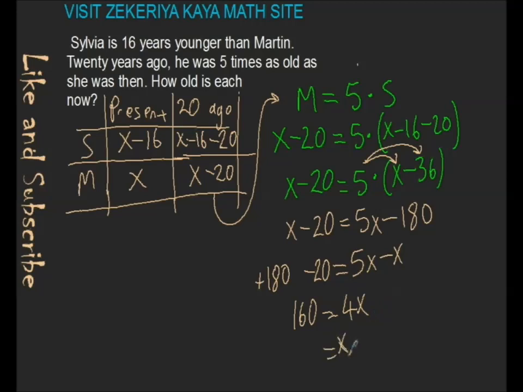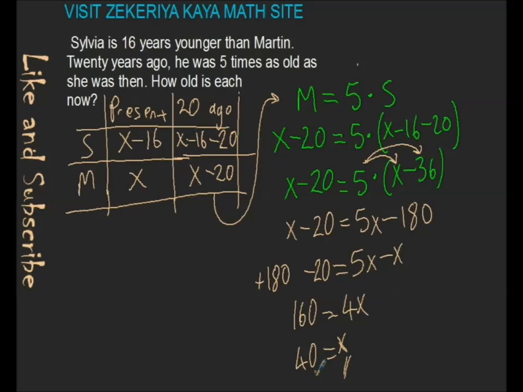1x should be equal to, I think we can tell it directly, 1x must be 40. 4 times each number makes 160. 4 times 4 will be 16 and another 0. Okay? So x is 40.